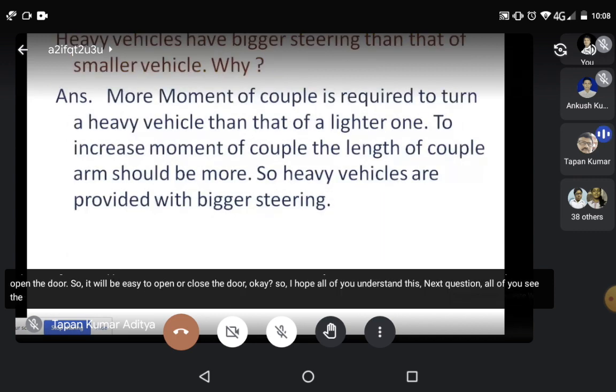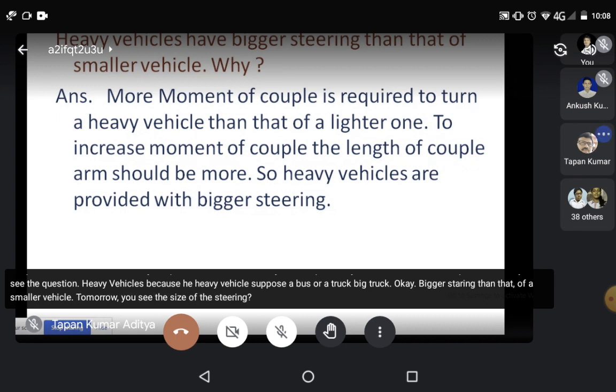Next question, all of you see the question. Heavy vehicles, you must have seen that heavy vehicles, suppose a bus or a big truck, have a bigger steering than that of a smaller vehicle. The car in your house, you see the size of the steering will be smaller than that of the steering of a bus or a truck. So heavy vehicles have bigger steering than that of the smaller vehicle.